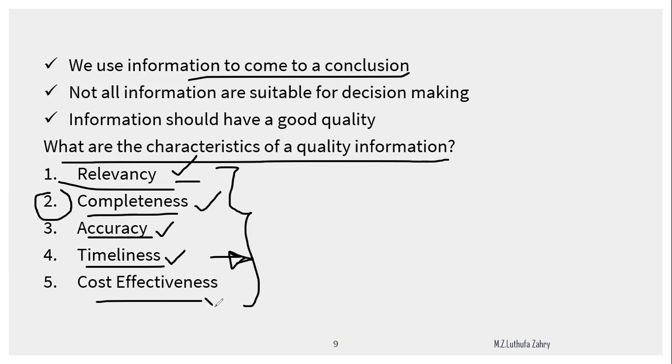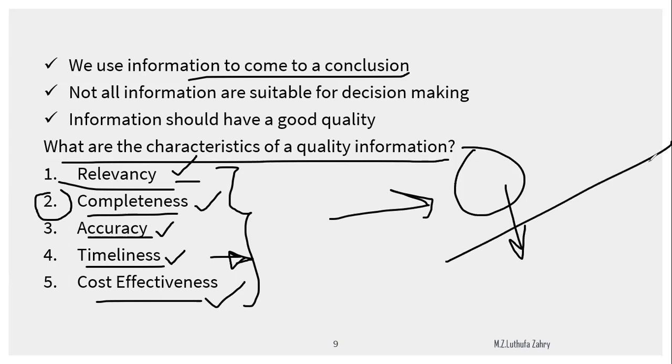And then finally, cost effectiveness. If you want to collect information, it has to be cost effective. To collect information, if you have to spend thousands and thousands of rupees, a lot of money to get a particular piece of information for your business, that will lead your business to a loss. Okay, so it has to be cost effective. These are the characteristics of quality information.